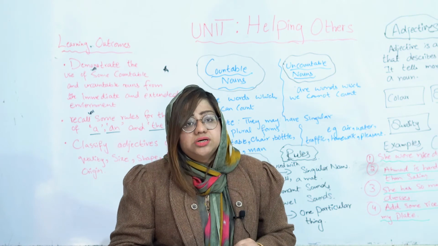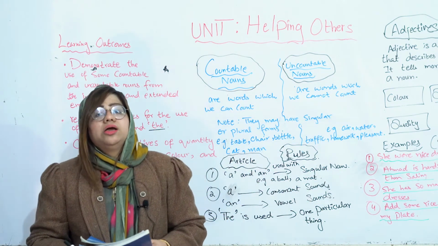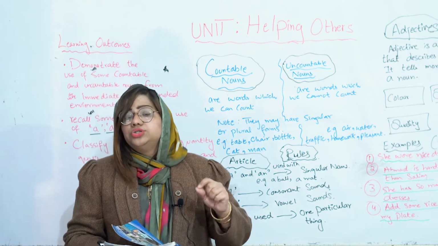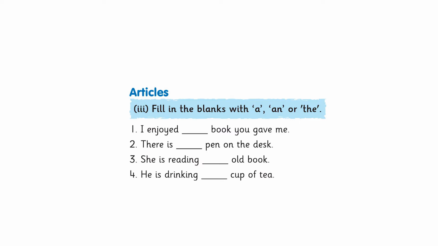There is a pen. For example, we are using a with a singular noun. We already know that a is used with a singular noun. She is reading dash old book. We already know that with vowel sounds we use an. So in this blank we use an.